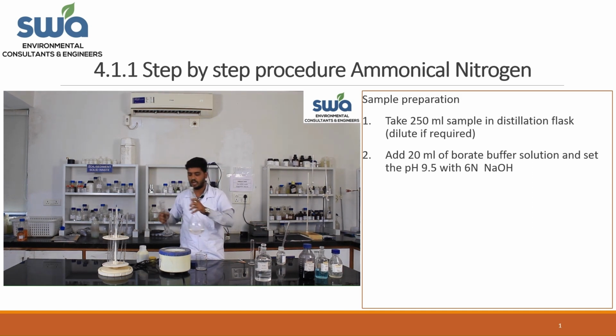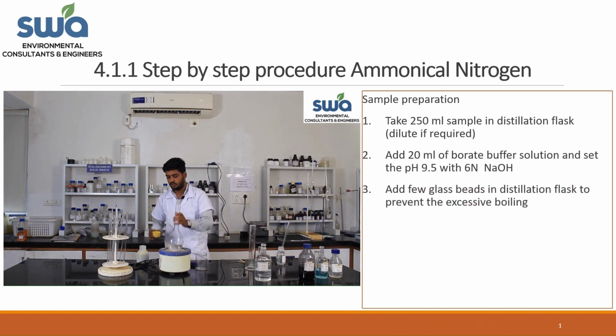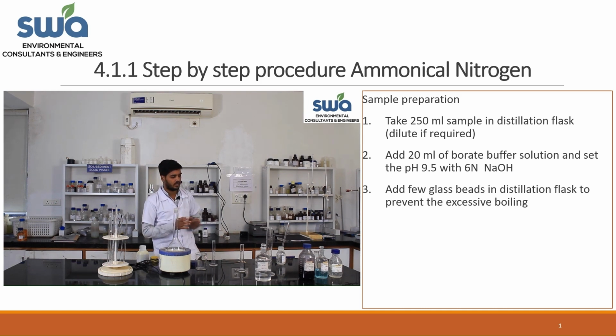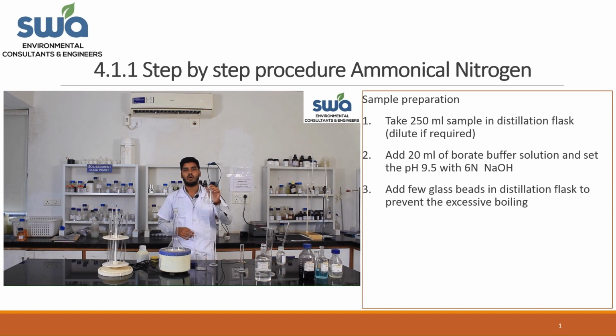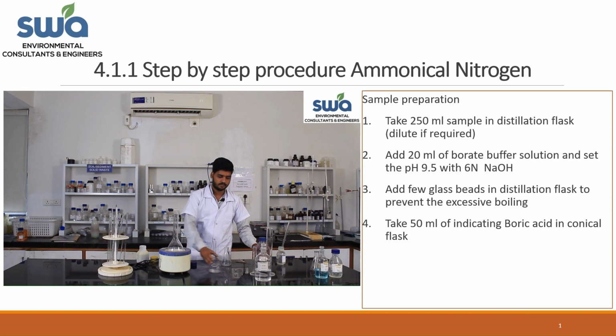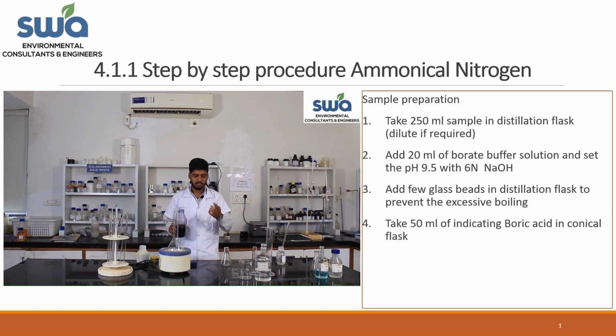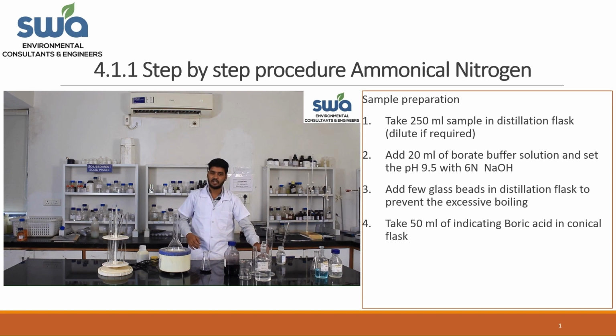distillation flask. After adding the sample, add a few glass beads into it to avoid any excessive boiling during the distillation process. After adding glass beads into the distillation flask, measure 50 ml of indicating boric acid into the conical flask. So here we are having indicating boric acid. Measure 50 ml of it and add the boric acid into the conical flask. Now the reagents are ready for distillation.